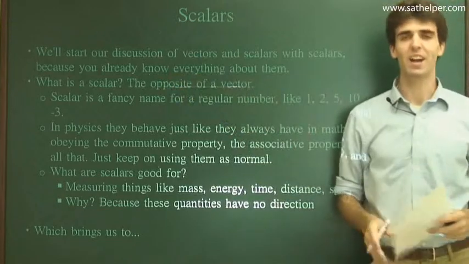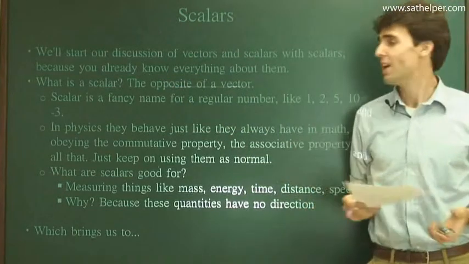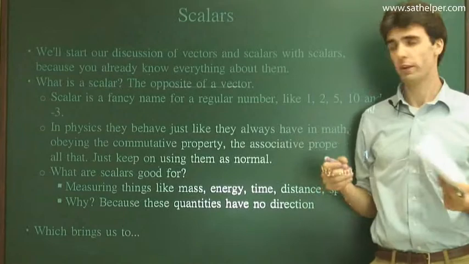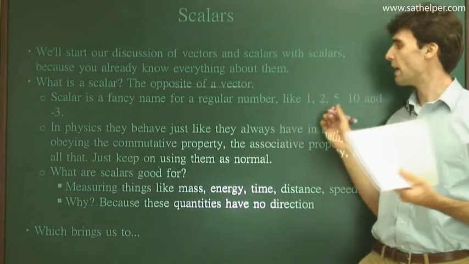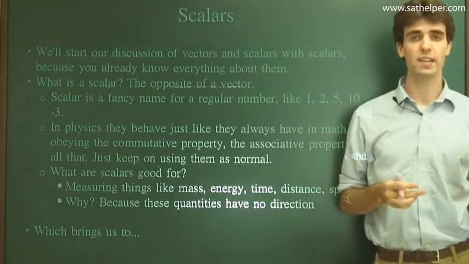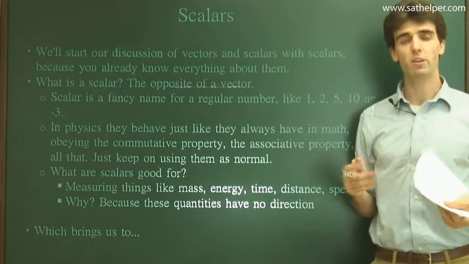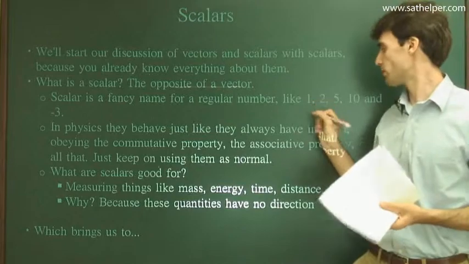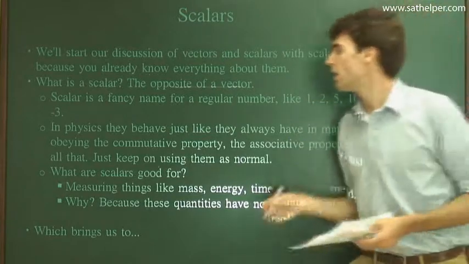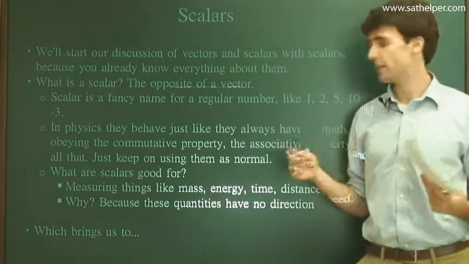I'm sorry, that's a terrible answer, because you don't know what a vector is yet. So a scalar is just a fancy name for a regular number. 1, 2, 5, 10, -3. These are just scalars. They have only a magnitude and no direction. Magnitude means size, so the magnitude of 1 is 1, the magnitude of 5 is 5, and so this is pretty easy. This means the size.